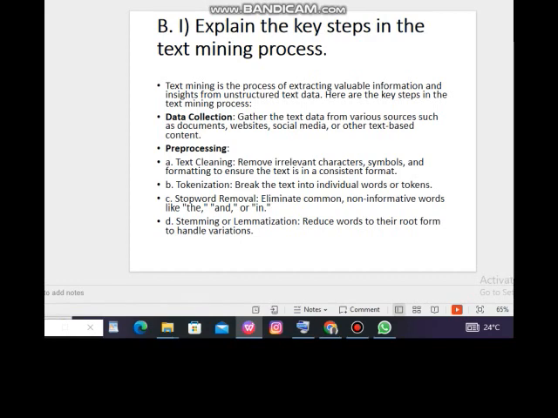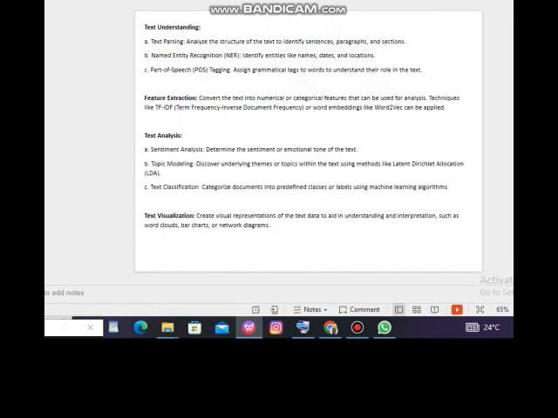Pre-processing involves text cleaning. You have to remove irrelevant characters, symbols, and formatting to ensure that the text is in a consistent format. Tokenization, you have to break the text into individual words or tokens. Stop word removal. Eliminate common non-informative words like the, and, or in. Stemming or lemmatization. You have to reduce words to their root form to handle variations.